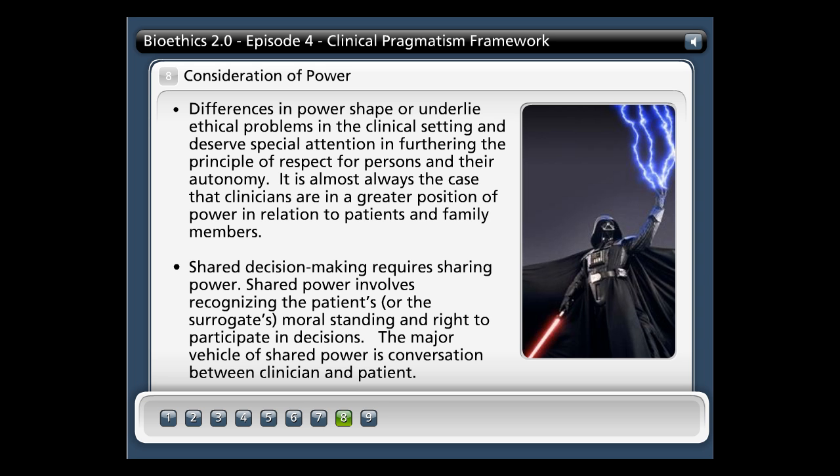The major vehicle of sharing this power is conversation. This conversation has to evolve between the clinician and the patient's family. Shared power involves recognizing the patient's or the surrogate's moral standing and right to participate in decisions. And here, of course, one of the important things to remember is clinicians should be mindful of what type of language they use to communicate with patients. They should use language that is understandable to their patients and not use medical jargon or obfuscate in any way.